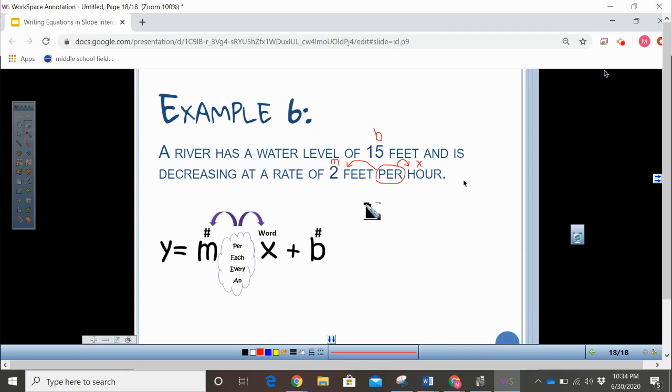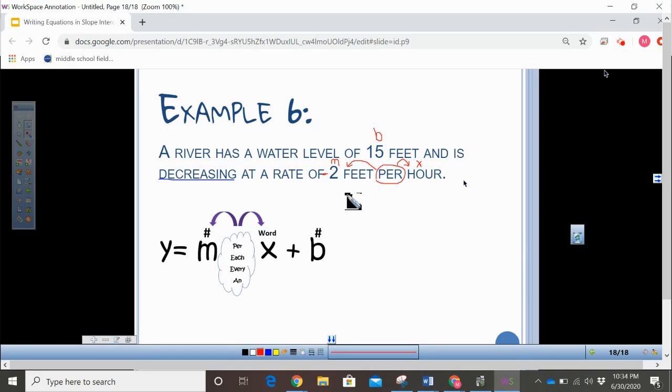Now, I always want to make sure that I go back and I read to ensure that I have everything labeled correctly. It says a river has a water level of 15 feet and is decreasing. Now here's the keyword, decreasing. What does it mean to decrease? Decrease means I am subtracting or I am going down. So if I am decreasing at a rate of 2 feet, then that means this 2 is actually a negative 2.